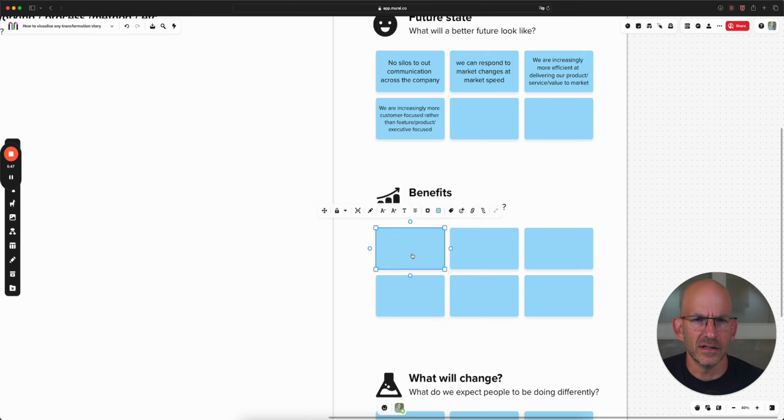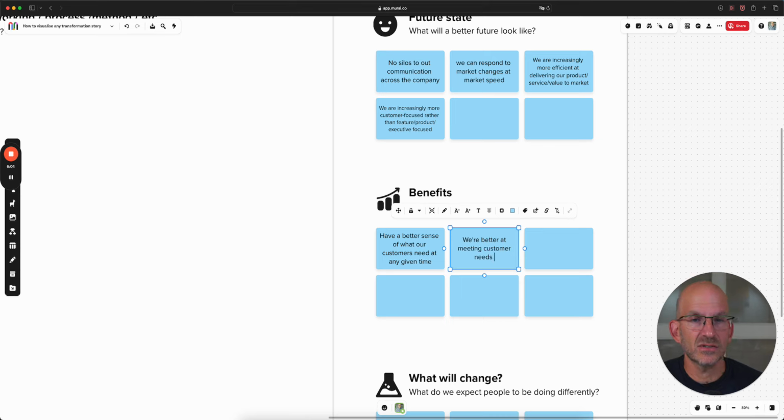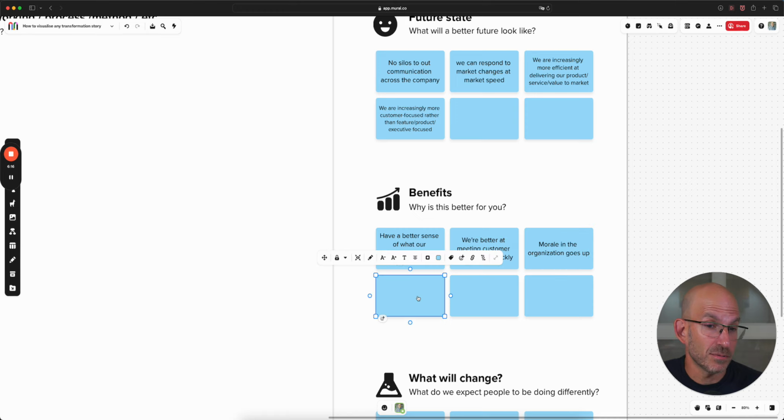have a better sense of what our customers need at any given time. Maybe we're better at meeting customer needs more quickly. Maybe morale in the organization goes up, and because of that, perhaps retention goes up, hiring brand improves, etc. So these are the benefits, and terrific.